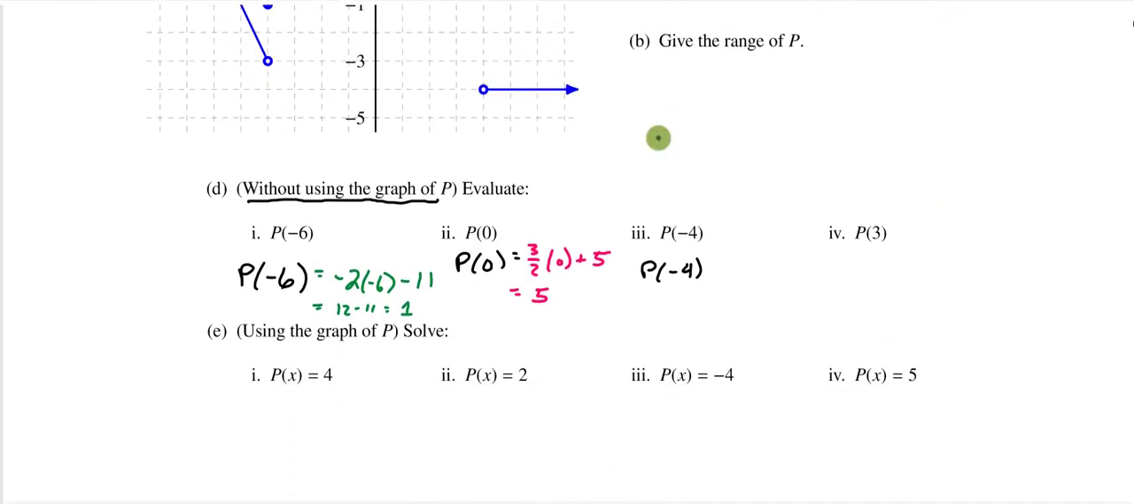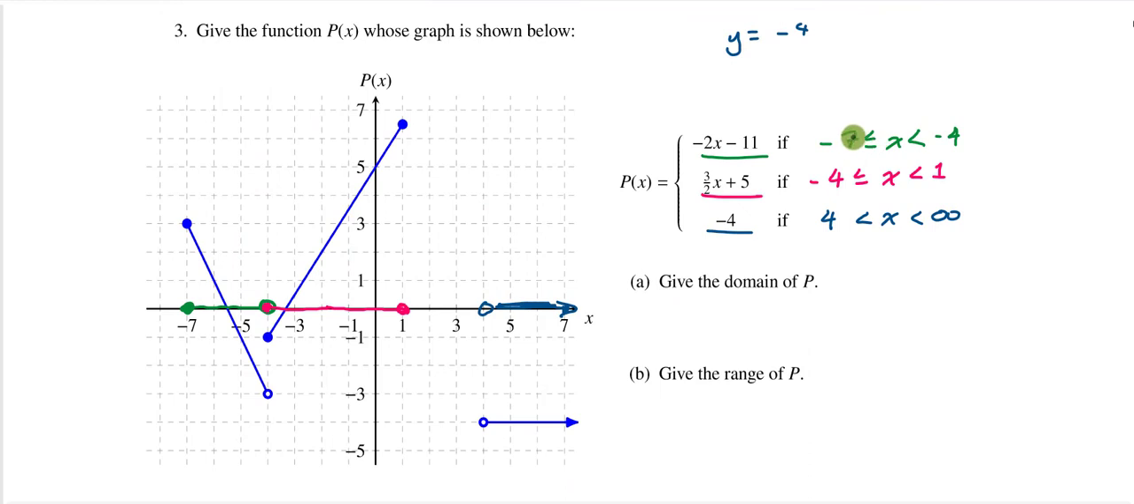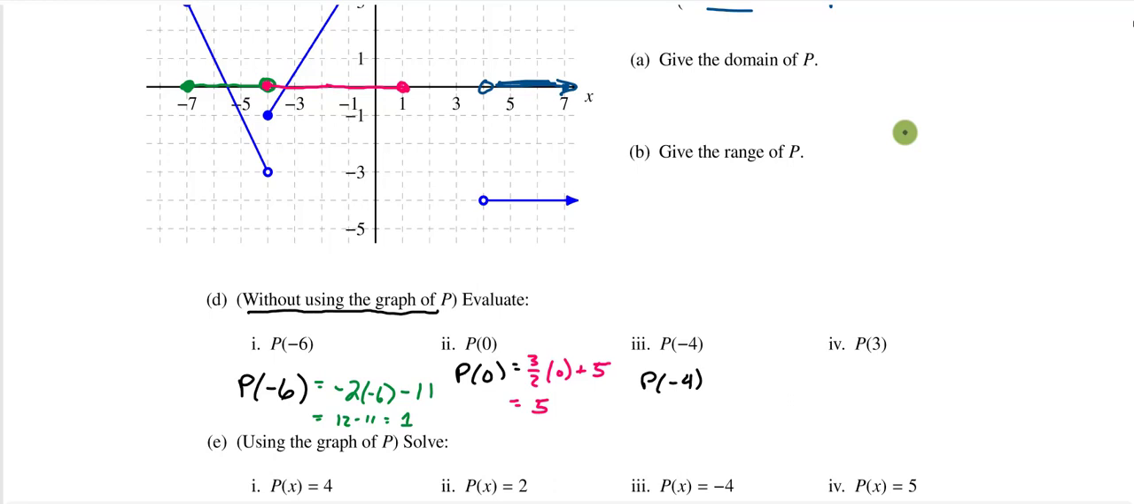When we pick the domain value -4, I'm looking up here and I see, oh, this says x between -7 and -4. But this says x between -4 and 1. Which one am I going to use? I'm going to use the red interval because x is allowed to equal -4 in this red interval, where this says that x needs to be strictly less than -4 in the green interval. Okay? So evaluating p of -4, we're going to plug the value -4 into that same red function as we did in part 2 there.